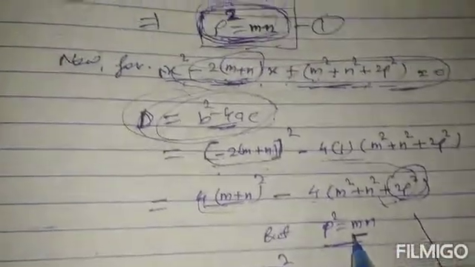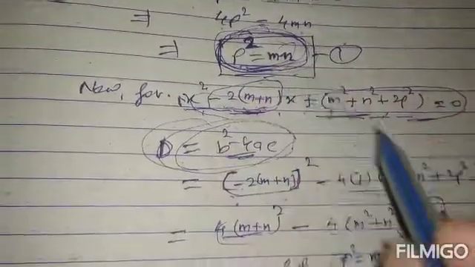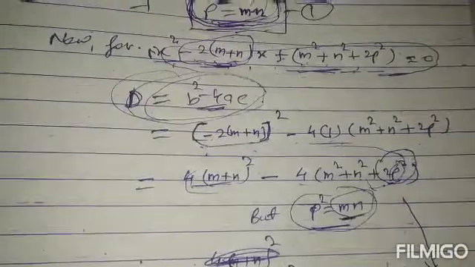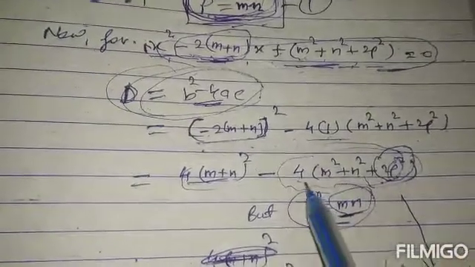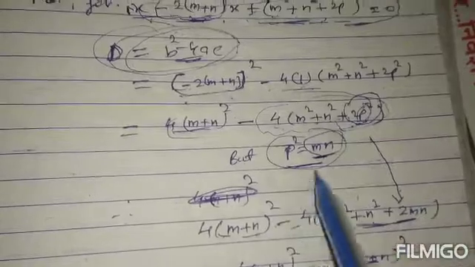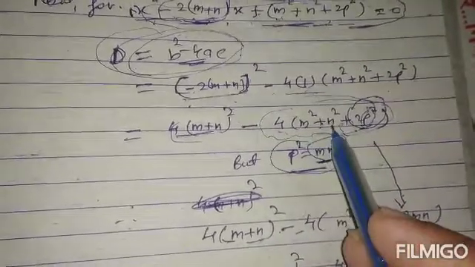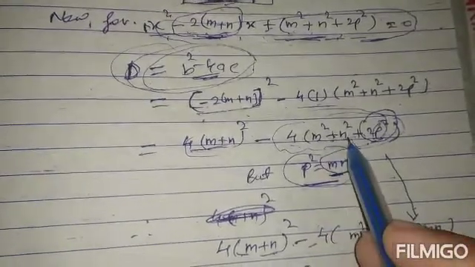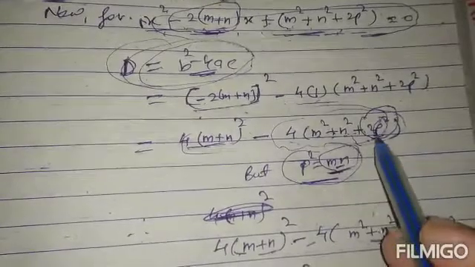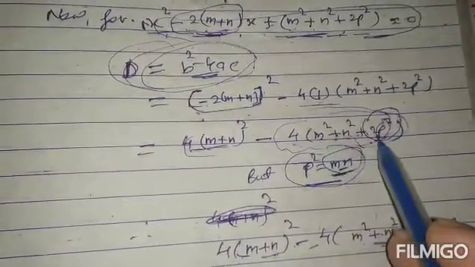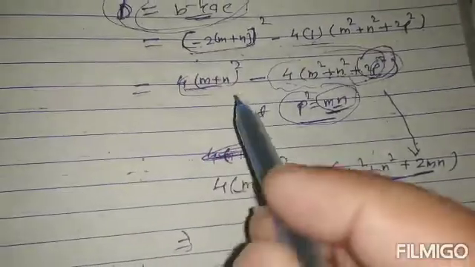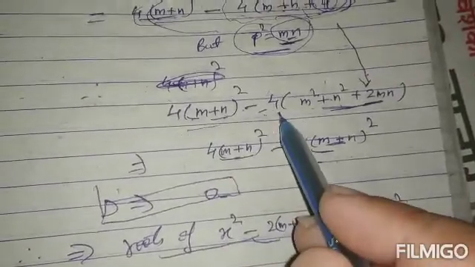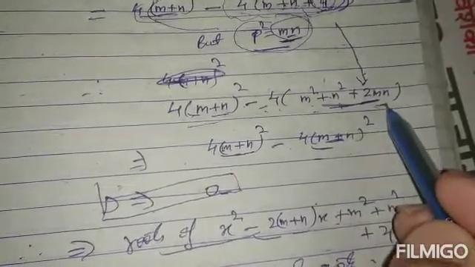But we have already proved that p square equals mn, right? At the place of p square we can write mn. Therefore, 4 into m square plus n square plus 2p square can be written as what? 4 into m square plus n square, and at the place of p square we can write mn. Therefore we can write 4 into m square plus n square plus 2 into mn. That means we can express this expression as 4 into m plus n whole square minus 4 into m square plus n square plus 2mn, right?